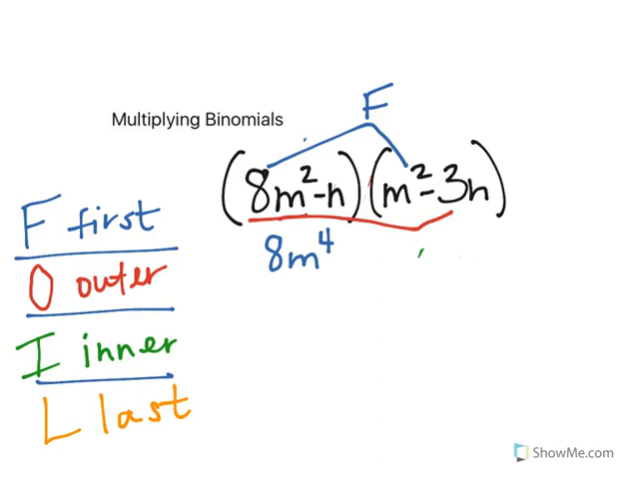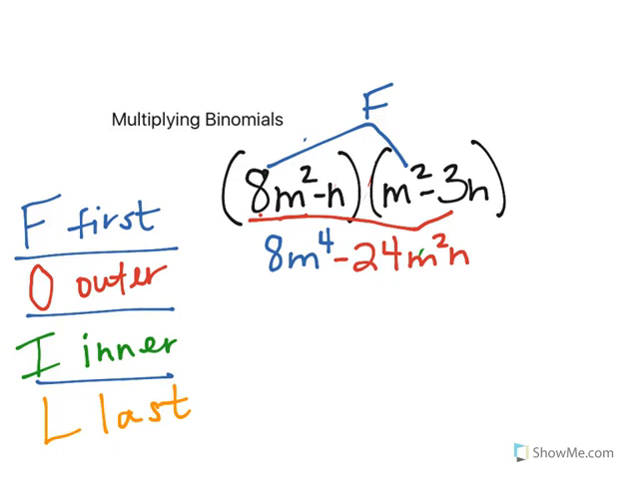And then I am going to multiply the outer terms, which I have that 8m squared, and then the 3n. So when I multiply that, I'm going to multiply the 8 and then negative 3, which is going to give me negative 24. And then I have the m squared and the n, and I can't combine those, so I'm just going to leave them. So you just multiply the numbers, and then you just write m squared and then n. You can't do anything else with it.